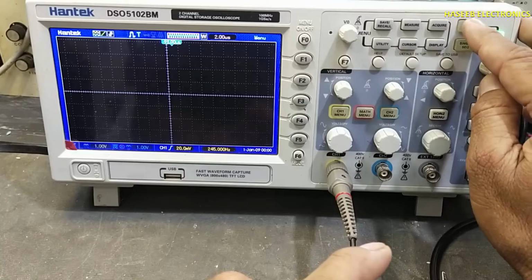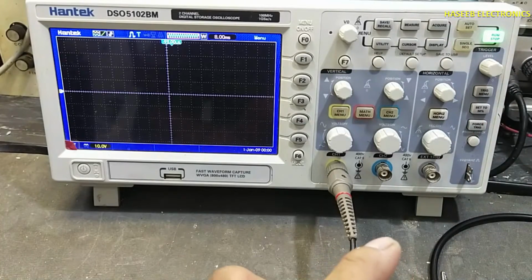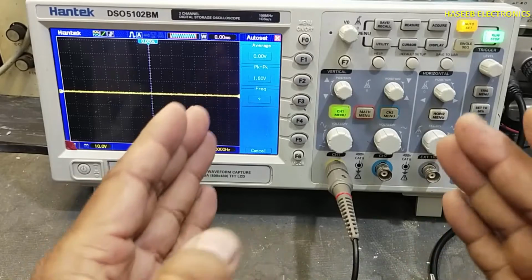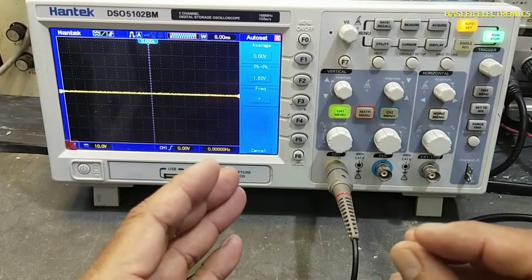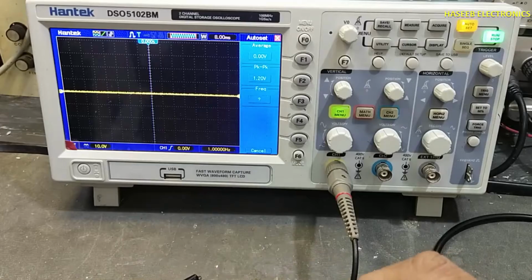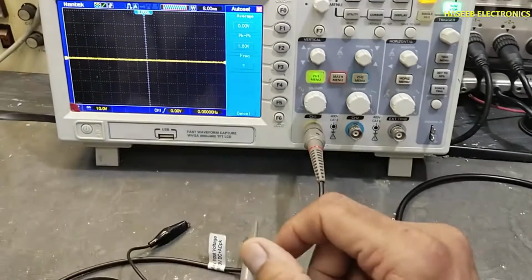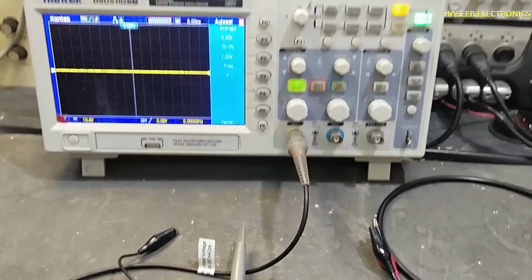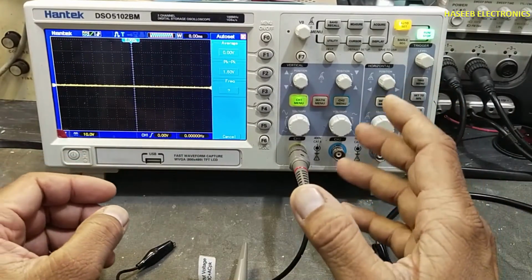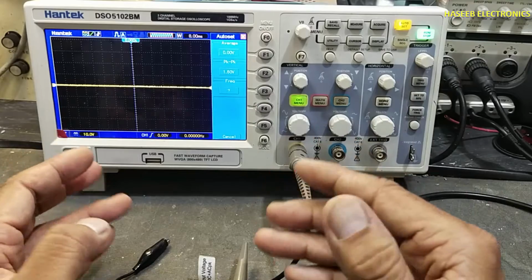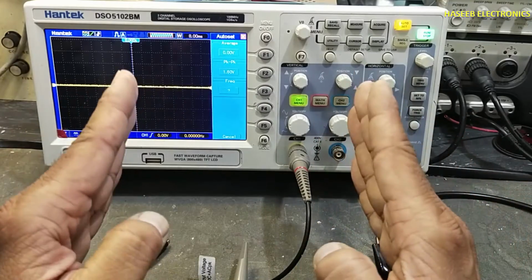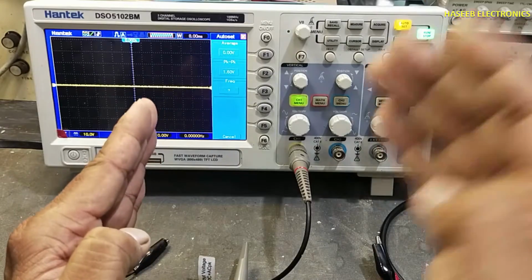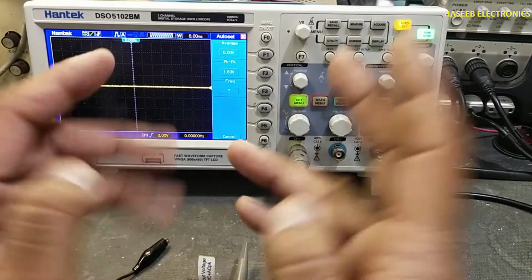In this session we will see a very special feature using an oscilloscope when we are working on some electronic board, some circuits, and we want to compare signals between two boards or two circuits. If one circuit is working good and the second circuit is not working good, we can take a sample from one circuit and we can compare the second circuit with that sample.